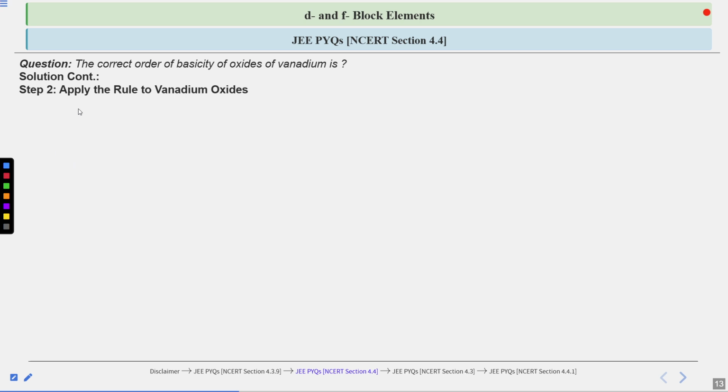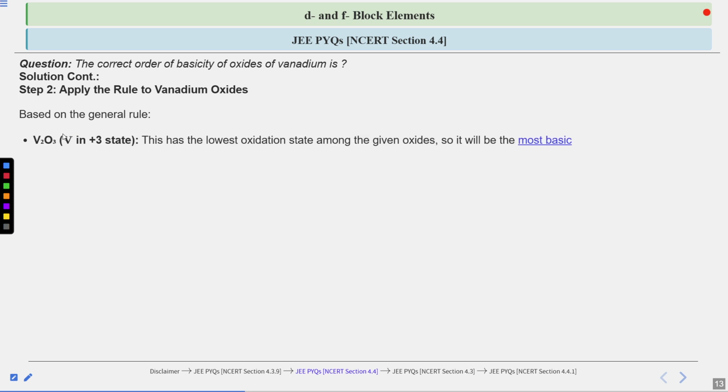So step 2, after the calculation and understanding of the oxidation state of the metal, is to apply the rule to the vanadium oxides. Based on the general rule, V2O3, in which vanadium is in +3 oxidation state, has the lowest oxidation state among the given oxides of vanadium. So it will be most basic.